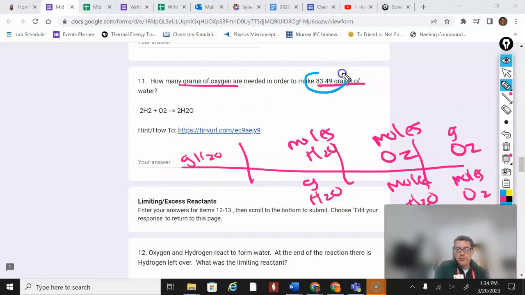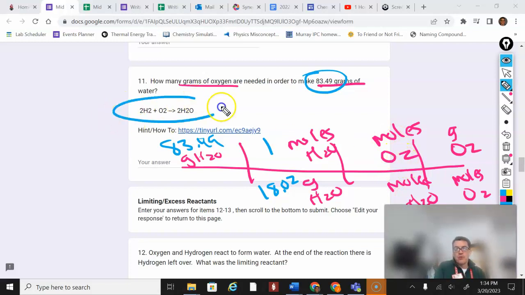Change colors, so I can put the numbers in here. So 83.49 at the beginning. Molar mass of water. So 1 mole of water is 18.02 grams. Molar ratio between oxygen and water, getting that from the formula. So there's a 1 in front of the oxygen, there's a 2 in front of the water. And then the molar mass of oxygen. Since we've got O2, we have to double oxygen on the periodic table to get us to 32.